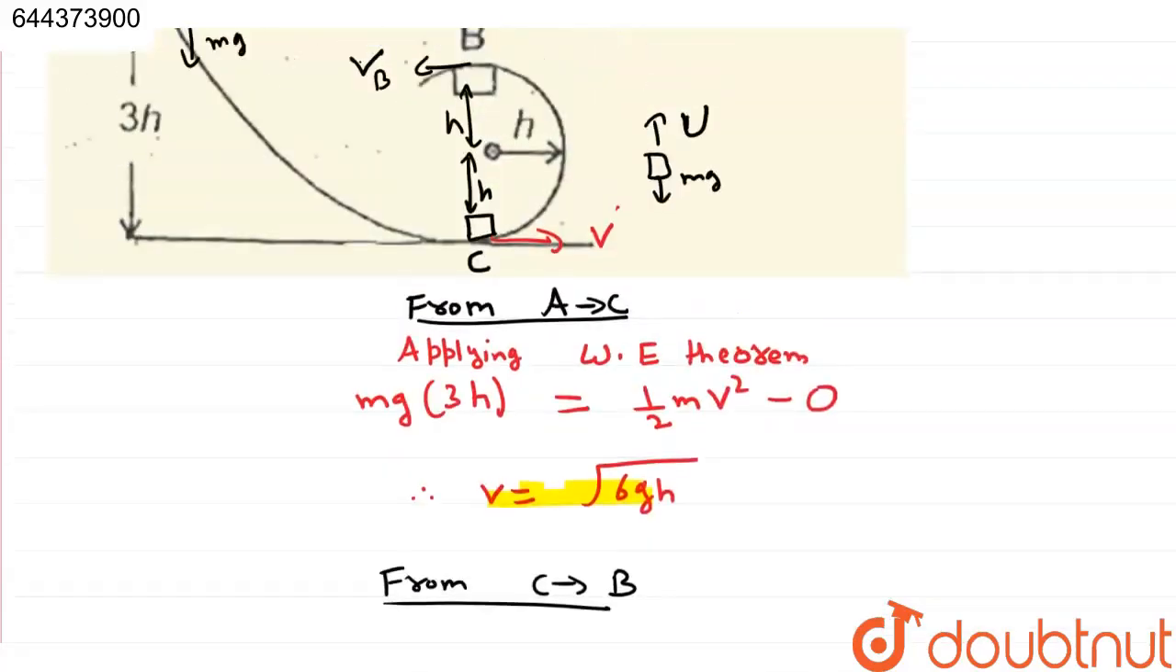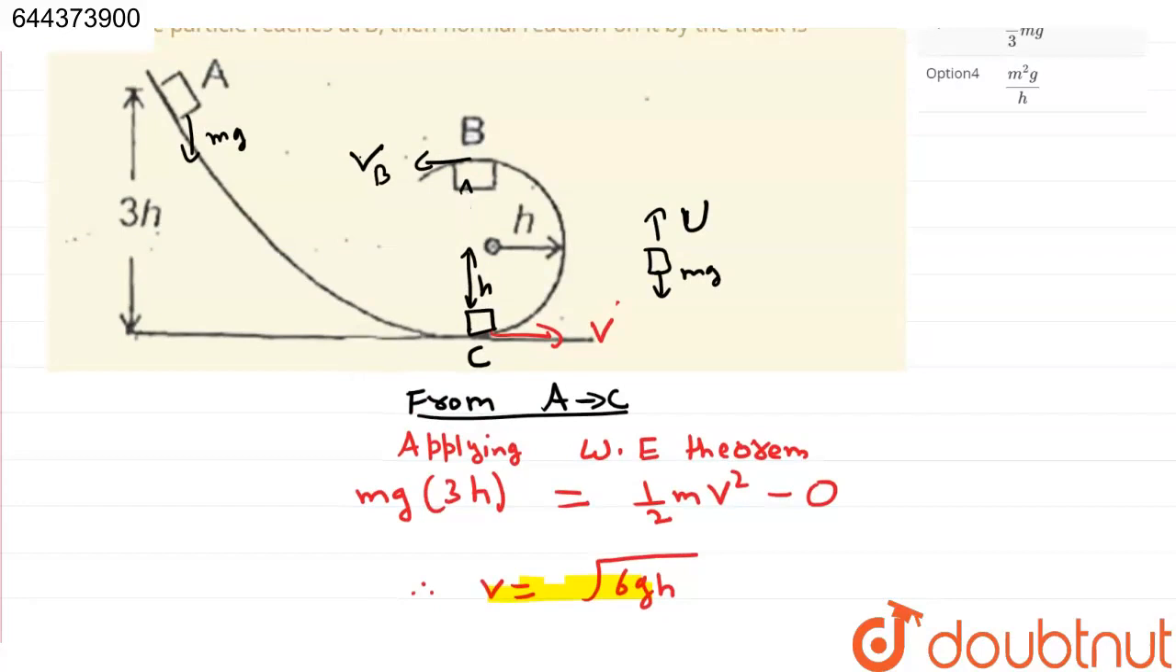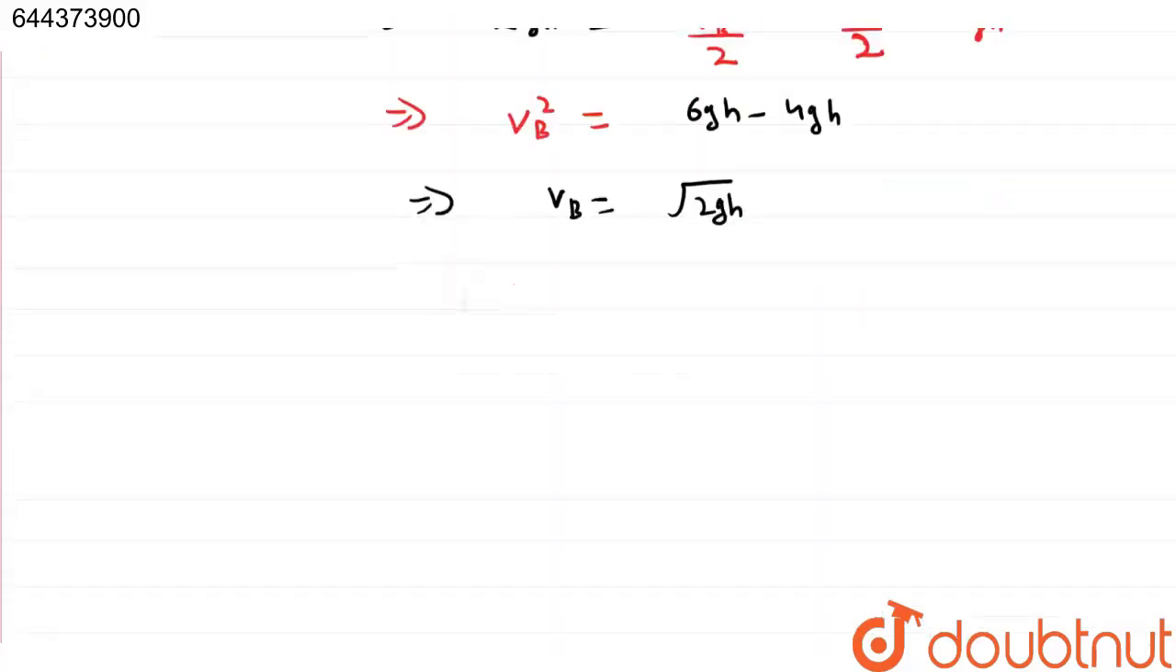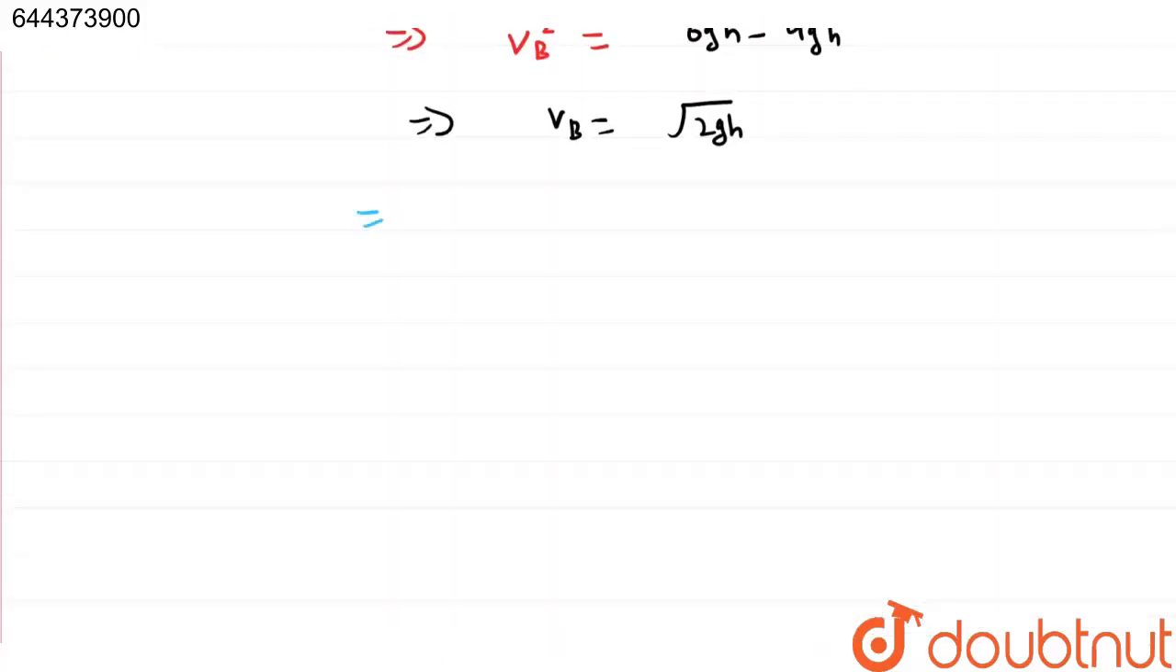Now FBD at point B. Now if we erase all these things, if we make FBD at point B, we get there is mg in downward direction, normal reaction also in downward direction by the track, and there will be mvb square upon h. So equating all the forces, we get mg plus n is equal to mvb square upon h. It will be n is equal to m into vb square, which is 2gh, upon h minus mg.